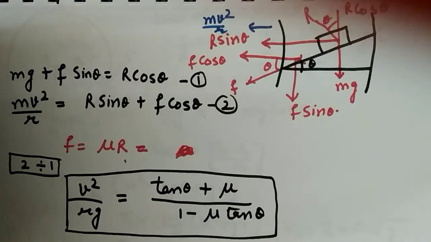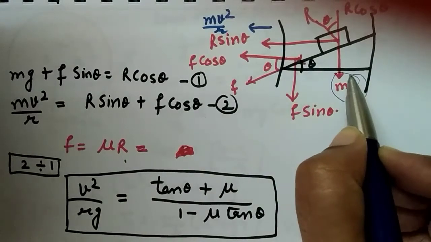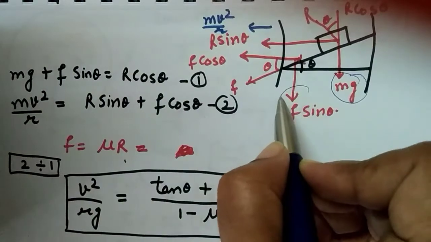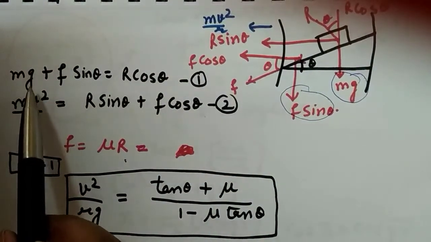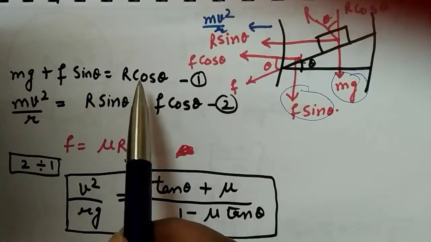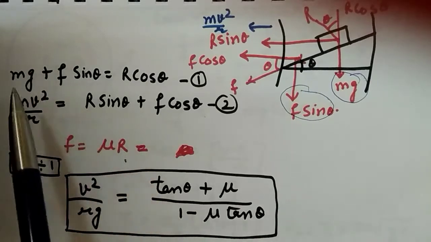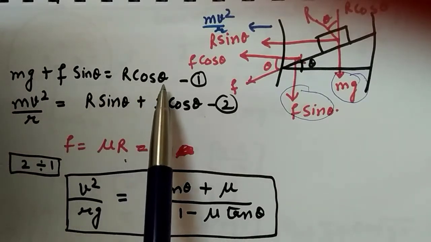Now very simple, you just have to write 2 equations. So let's see which components are in which direction. You can see here weight mg and frictional force component f sin theta are in one direction. So I will say mg plus f sin theta is equal to, it is exactly opposite to R cos theta. So my first equation is mg plus f sin theta equal to R cos theta.